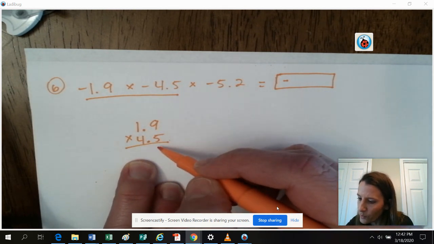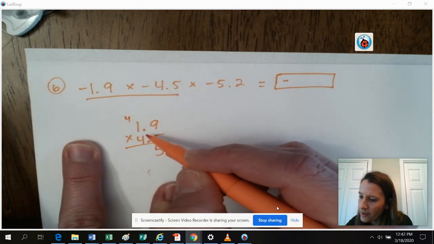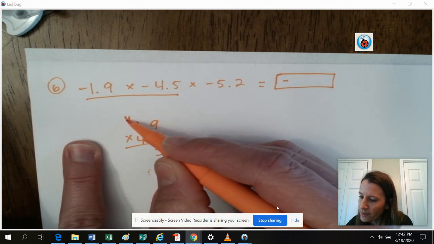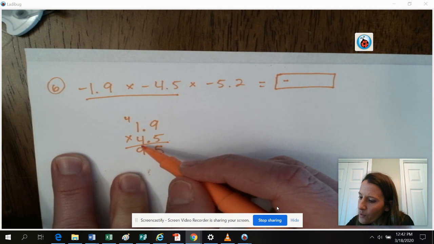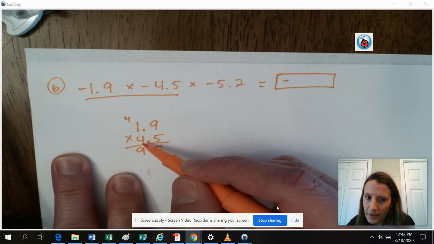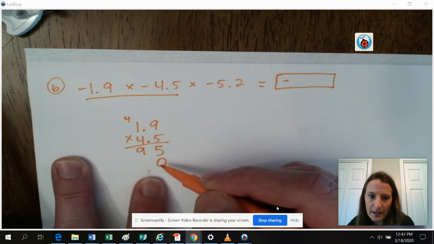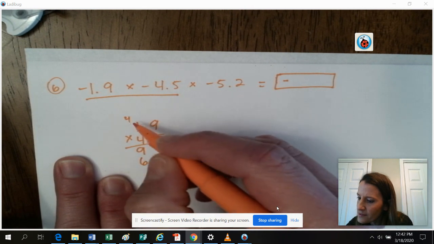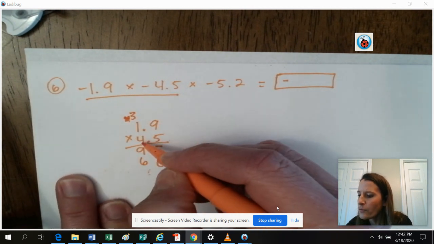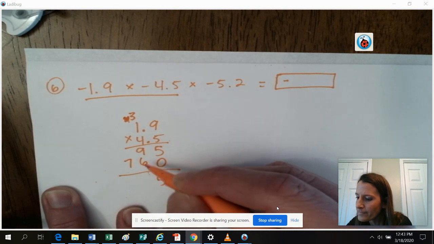5 times 9 is 45, so we carry our 4. 5 times 1 is 5 plus 4 is 9. Okay, I'm not worrying about any decimals right now. I'm not going to worry about them until the end. All right, so we are moving over a place value, so we need to account for that place value by adding a 0. 4 times 9 is 36, so I carry my 3. 4 times 1 is 4, plus 3 is 7. Add them up.